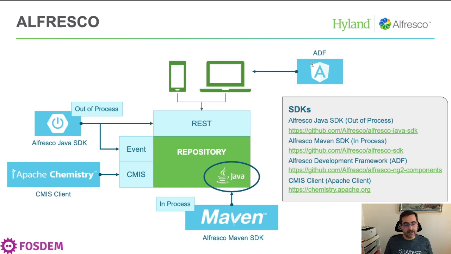ADF, the Application Developer Framework, is an Angular components catalog to create your own UI or to extend the default Alfresco application, ACA, the Alfresco Content Application that we saw in the previous deployment. The source code for every SDK is also available in the Alfresco GitHub account.